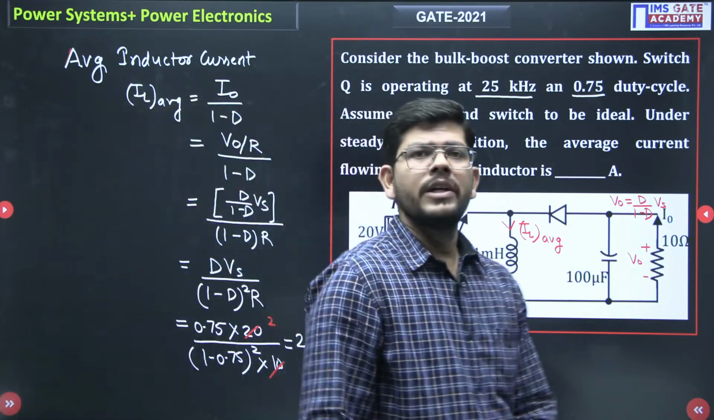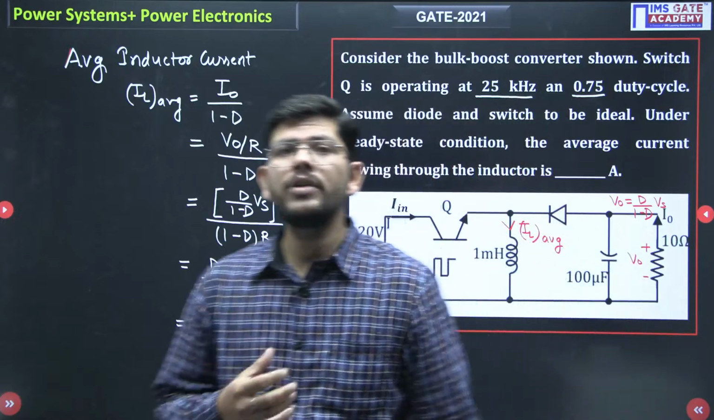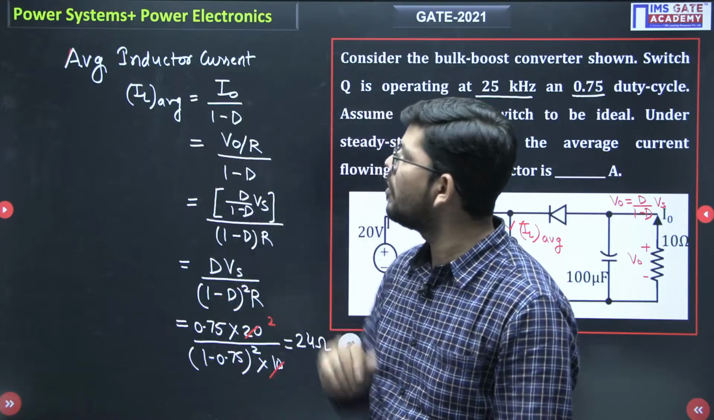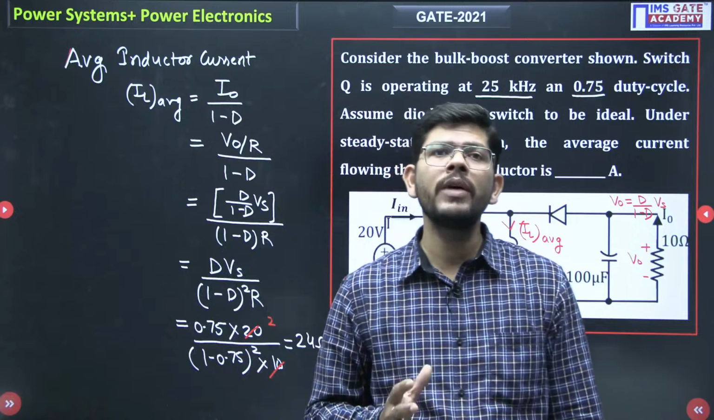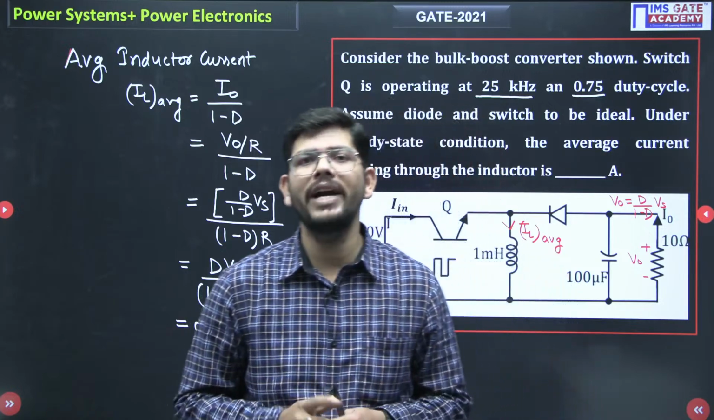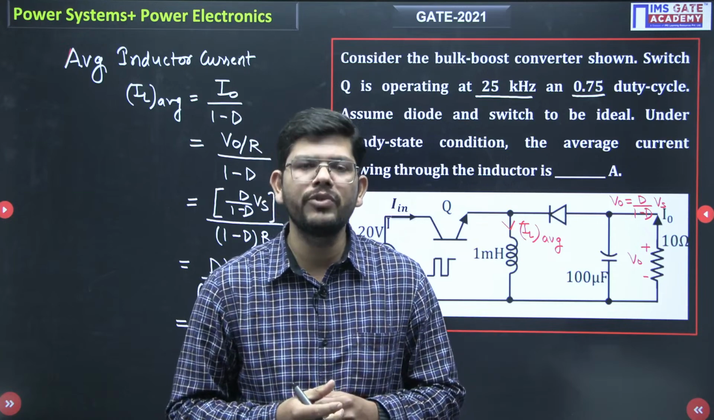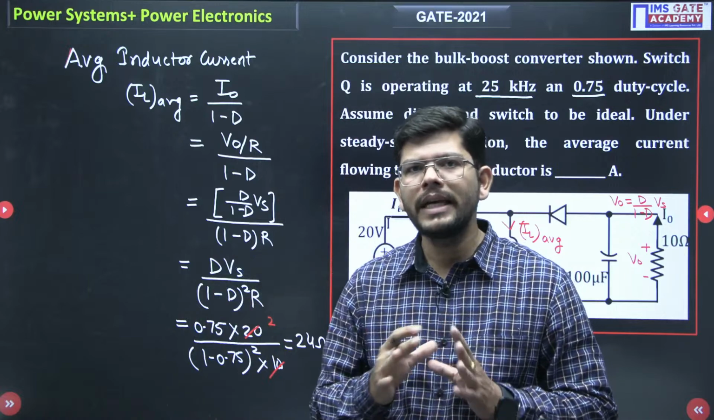Just see what GATE authority wants us to know. They want us to know the formula of average inductor current. They just want to check whether we know how to calculate the average inductor current in different cases of DC to DC converter. If you know, you could have solved this problem easily.